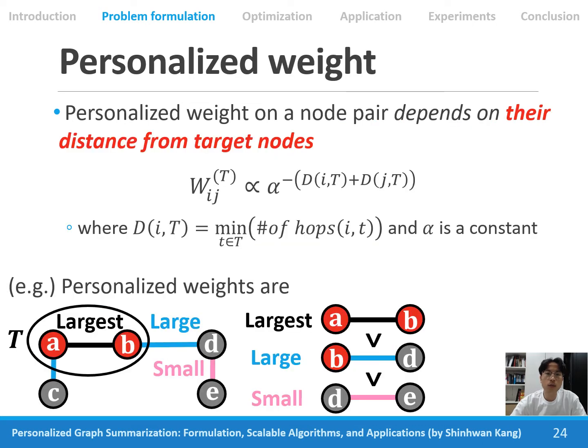The personalized weight of a pair of nodes depends on their distance from target nodes, and I provide its definition here. Given a node I and the target node set T, the symbol D is the minimum of the number of hops between nodes in the target node set and node I. In this figure, I compare the personalized weight of three node pairs in the given graph. The personalized weight on the node pair closer to the target node set is larger.